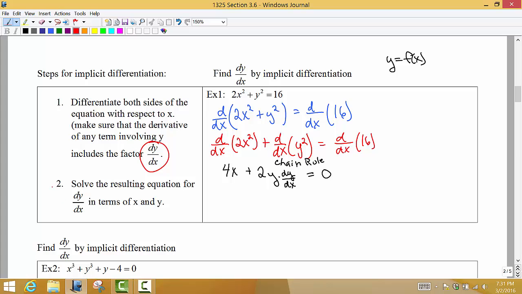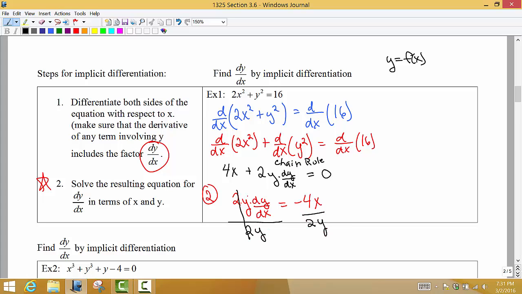Now the last thing I want to do is solve for dy/dx. So I want to get that factor all alone. In order to do that, for step 2 here, I'm going to bring every term over that does not have dy/dx. So that's going to give me 2y dy/dx. All three of those things, of course, multiply together in that term. I'm going to bring over the 4x to the other side, so that becomes a negative 4x on the right-hand side. Now, since it's 2 times y times dy/dx, I'm going to divide both sides by 2y.